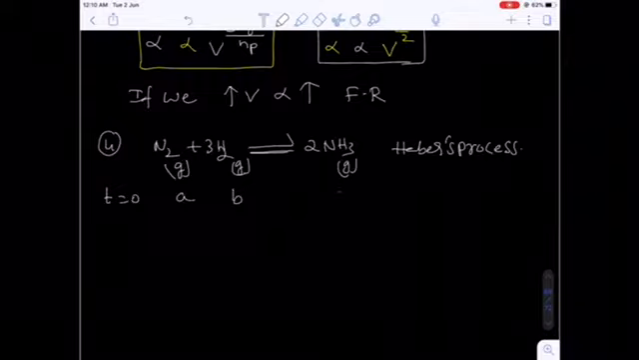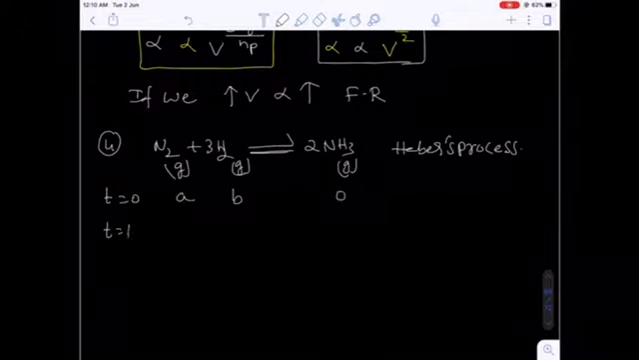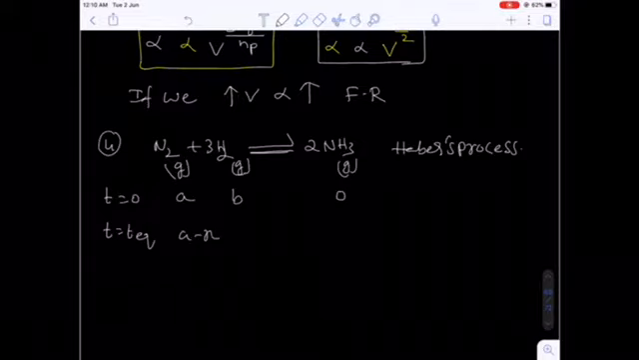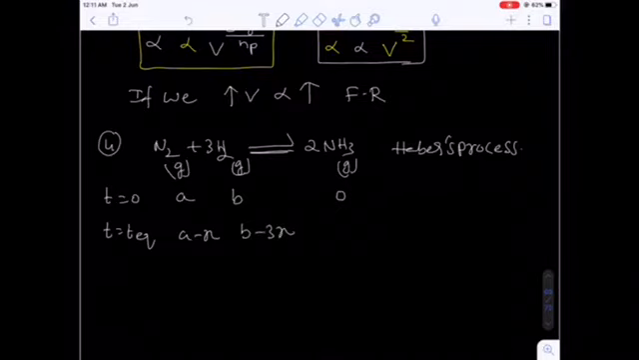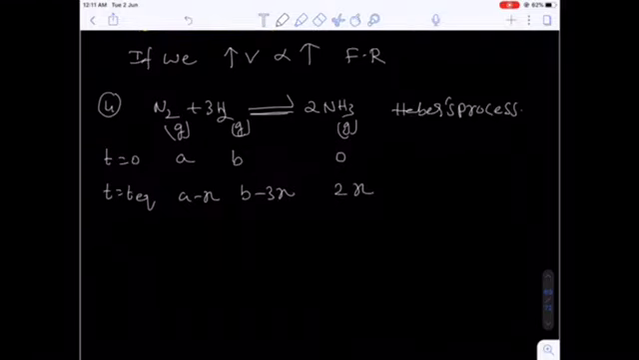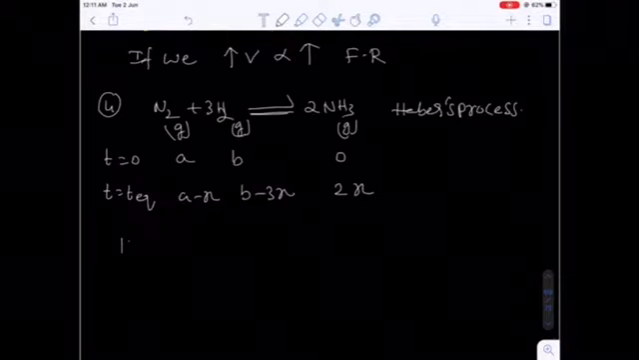Now initially we have A moles of N2 and B moles of H2 only. When the system attains equilibrium, X moles of N2 will decompose, and 3X moles of H2 will decompose, because the stoichiometry is 1:3, and 2X moles of ammonia will be produced. Are you getting my point?